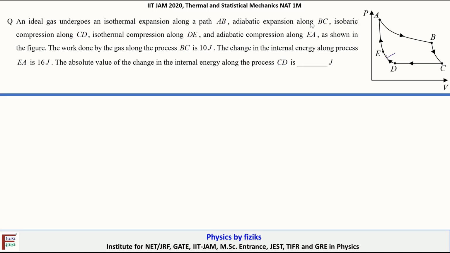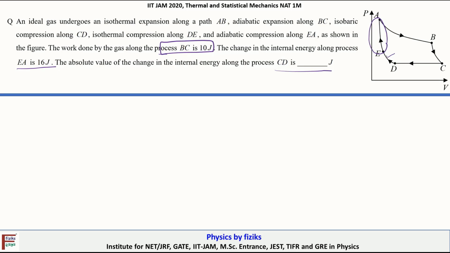The work done by the gas along the process BC is 10 J. What kind of process is BC? This is an adiabatic process. So the work done along the process BC is the first information given to us. The change in internal energy along process EA is the other information given to us, and that is 16 joule. Now we have to evaluate the absolute value of the change in internal energy along CD.